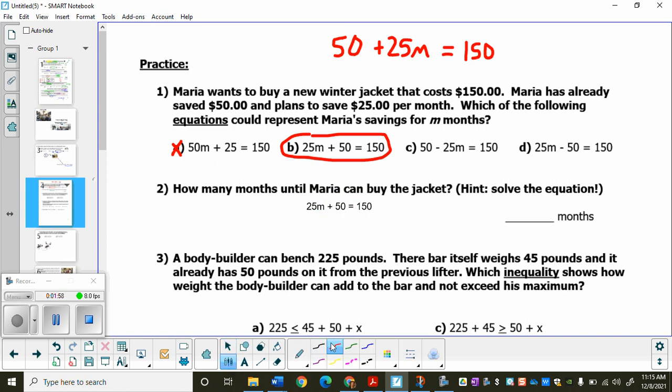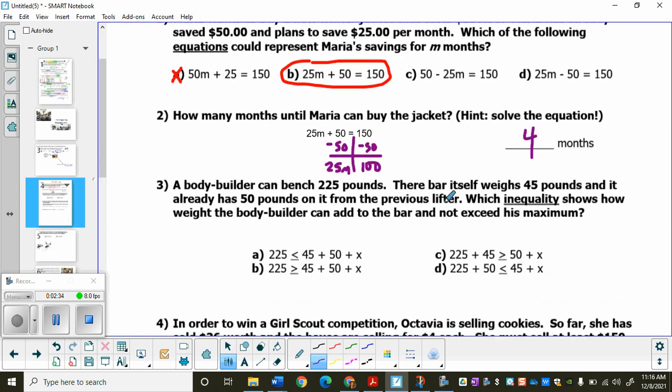Now I want to know how many months until Maria can buy the jacket, so we're just going to need to solve the equation. If she's already saved 50, you might remember that we always subtract our constant if we drop our line. So I'm going to subtract 50 from both sides. That means she needs to save $25 per month until she's reached only $100. When we divide by 25, we see that it's going to take her 4 months, exactly 4 months, if she saves $25 per month. So there's one answer. All right, cool. Now let's move on to the next one.